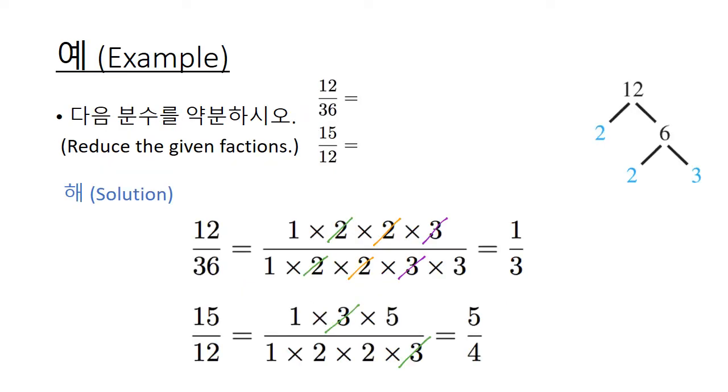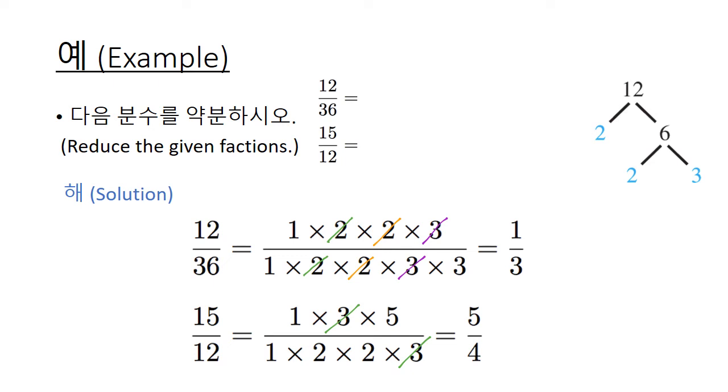Let's take a look at a couple of examples. The instructions say 다음 분수를 약분하시오. Reduce the following fractions. So our first fraction is 12 over 36 and our second fraction is 15 over 12. Now the first step that we have to take is to find all of the factors of the numerator and denominator. So you can do this using the method on the right, or you can just list out all of the factors.